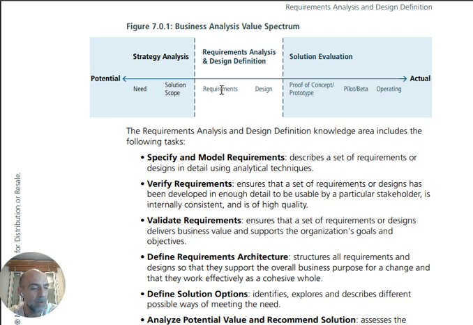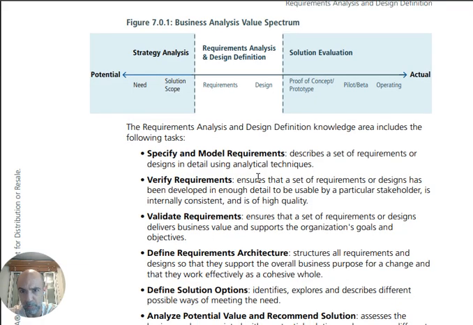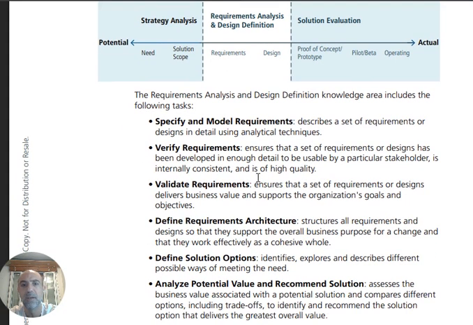Because we have already figured out a lot of information. I think with requirements analysis right now, the strategy kind of concentrated what we're working on, and now what effectively we're doing is just trying to link what makes sense to whatever we're going to be doing, and what doesn't, we're kind of putting on the side. So the requirements analysis and design definition knowledge area includes the following tasks.